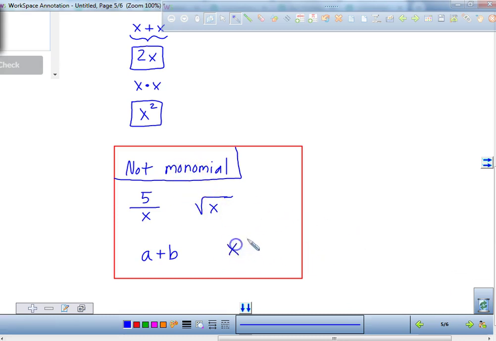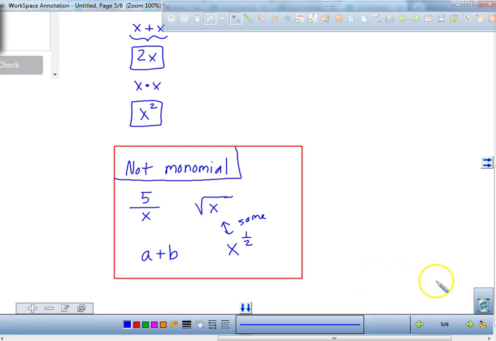If I said x to the power of 1/2, that is not considered to be a monomial. By the way, just so you know, the square root of x and x to the power of 1/2 are the same. That's under a different video dealing with rational exponents and radicals.